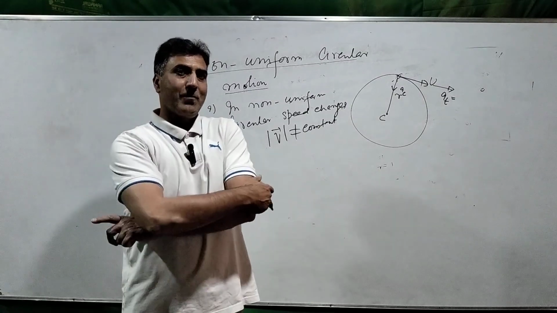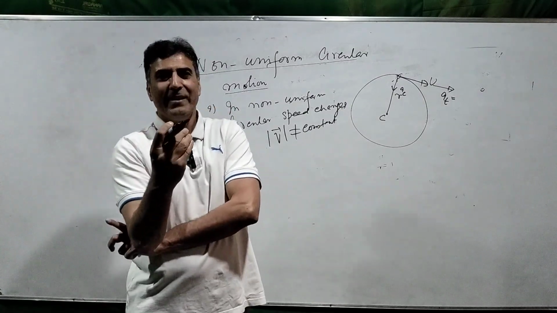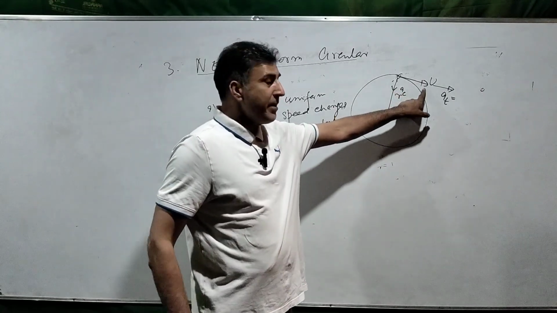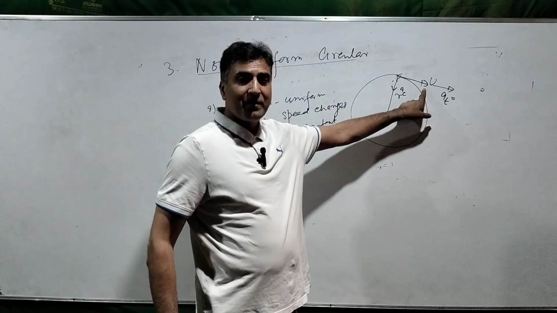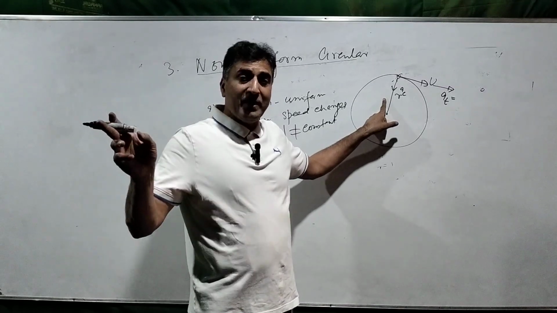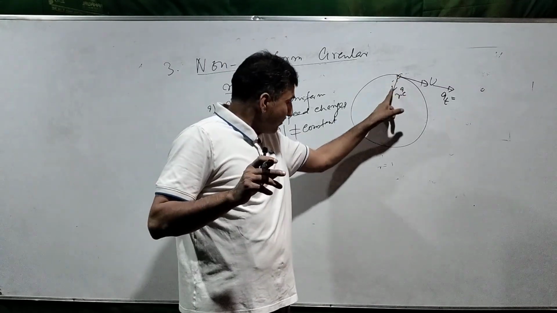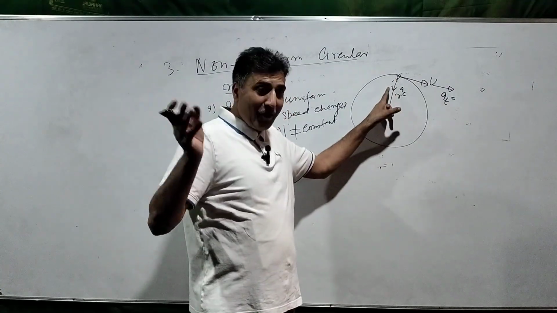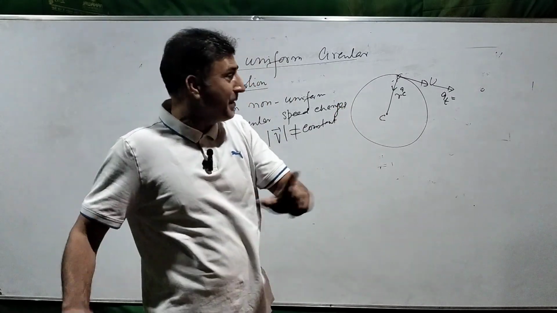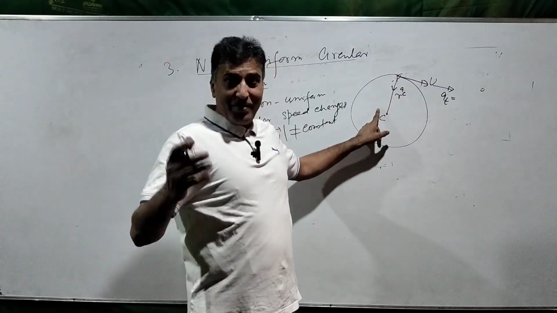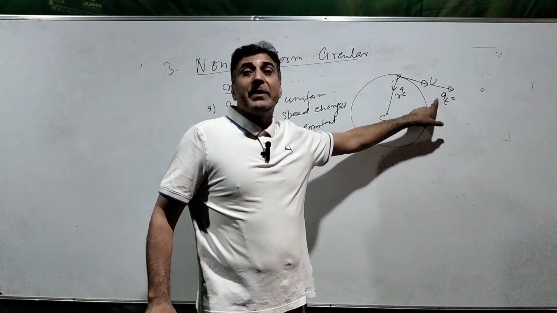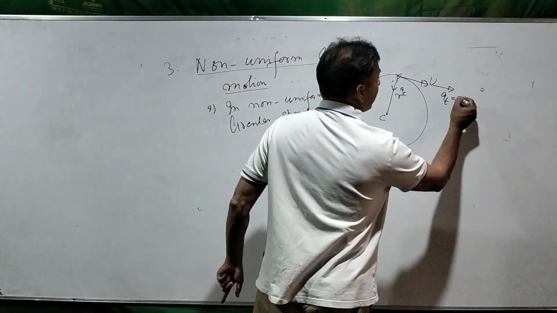So in non-uniform circular motion, the acceleration has both components, the tangential component and the radial component, whereas in uniform circular motion there is only the radial component. Radial component means the one along the radius of the circle, which I have already told you is towards the center of the circle, centripetal acceleration. So uniform circular motion has only the radial component, v square by r acceleration. But non-uniform circular motion has a tangential part as well, which is dv by dt.